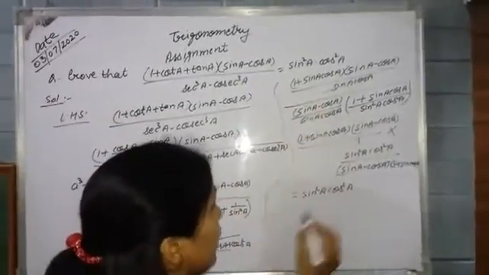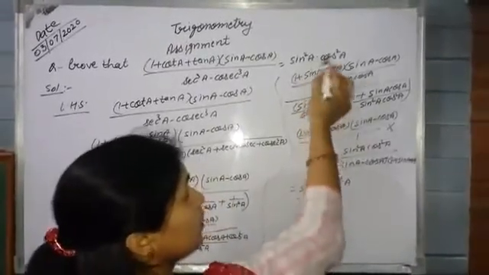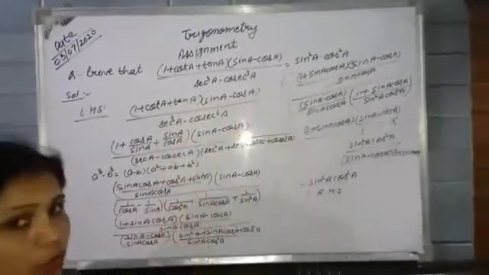And what is our right hand side? Right hand side is the same value. So this is equal to right hand side. So we can say that this left hand side equals right hand side.